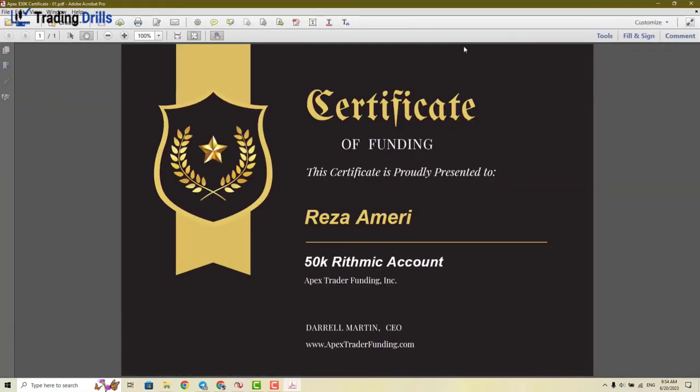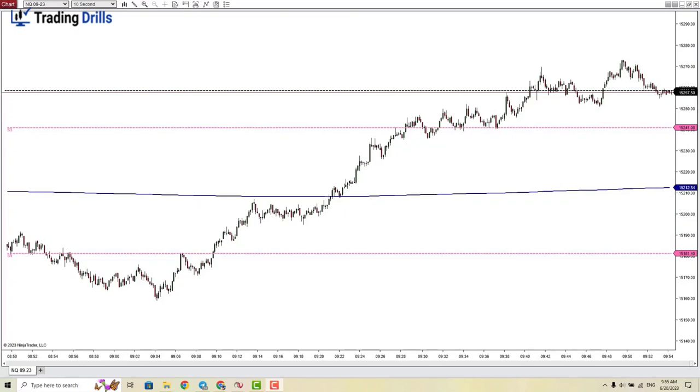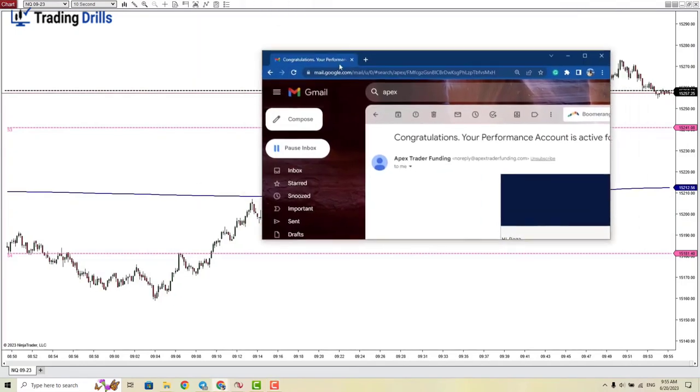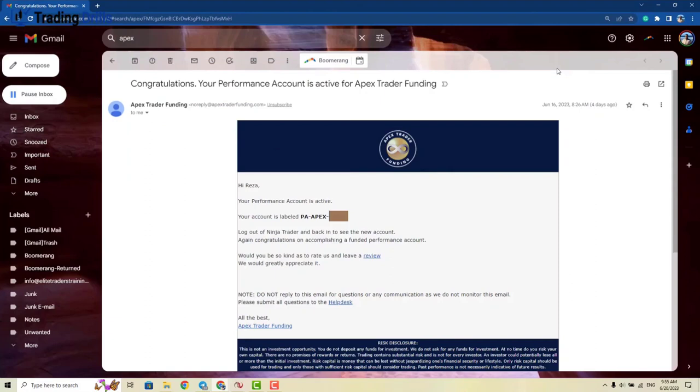Once you pass the challenge, you get a certificate like this one that confirms that you've been funded. You also get a congratulations email, where it confirms that you've succeeded and they've set up a performance account for you. You can see the date, June 16th, I received this email from Apex, and with this account, that's when you can start earning real profits.